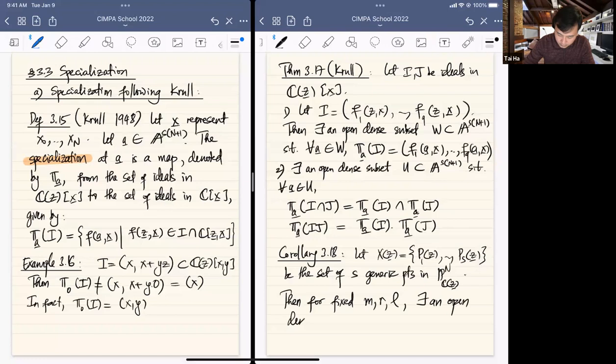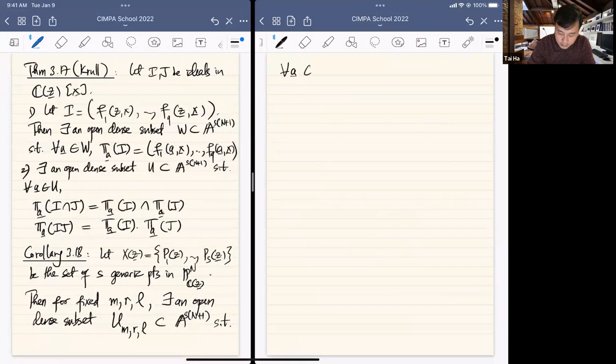U, and of course, it's going to depend on this parameter M, R, and L inside the parameter space, such that if you specialize for all A inside this M, R, and L, if you specialize the symbolic power of this generic set of points, it's the same as looking at the ideal of the specialized set of points and its symbolic values.